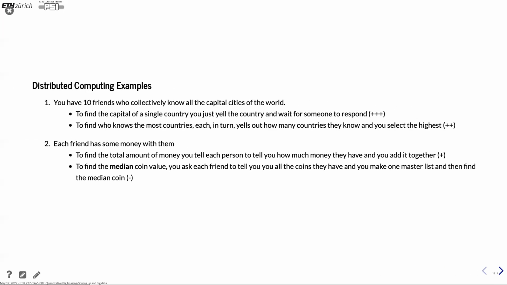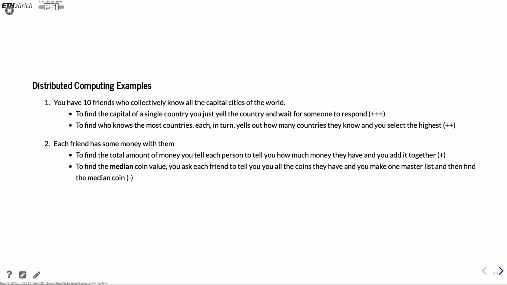And here are some examples of distributed computing. Let's say you have 10 friends and together their common knowledge is that they know all the capitals in the world. If you want to know the capital of every single country, you just yell out to all 10, tell me the city, and of course wait till someone comes with a response. And that's an ideal task for distributed computing.